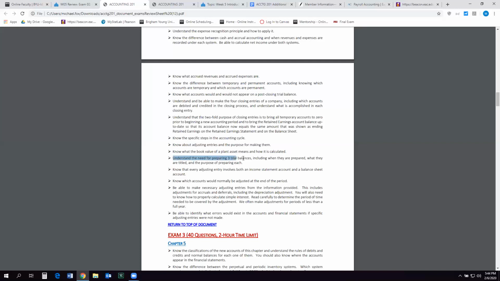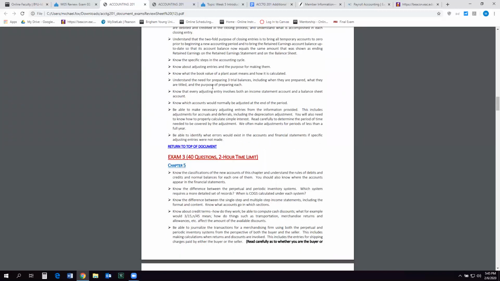Understand the need for preparing 3 trial balances, including when they are prepared, what they are titled, and the purpose of preparing each. So I mentioned this when I did the full accounting cycle. We have the trial balance that occurs after all of the journal entries have been put into the ledger. We have balances for each account. That's the unadjusted trial balance. Then we make all of our adjustment entries for any of those accrual-based situations that happen, and then we create the adjusted trial balance from that. Finally, after we've closed all the accounts and returned those revenue and expense and dividend accounts back to zero, we do a post-closing trial balance.